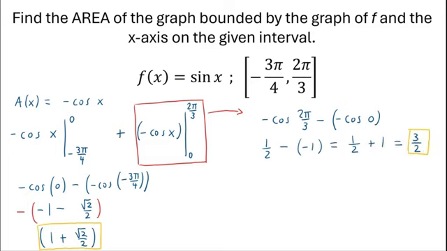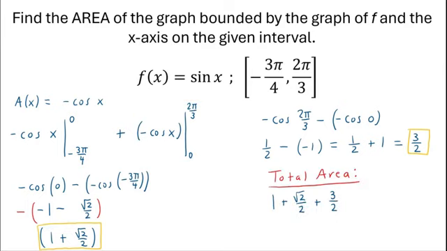Because this was a positive area to begin with, we don't have to make any adjustments. So now we're going to add our two positive areas together to get the total area. So we'll have 1 plus root 2 over 2 plus 3 over 2, which equals 5 halves plus root 2 over 2. And because we have a common denominator, we'll combine these two terms into a single term to get our total area, 5 plus square root of 2 all over 2.